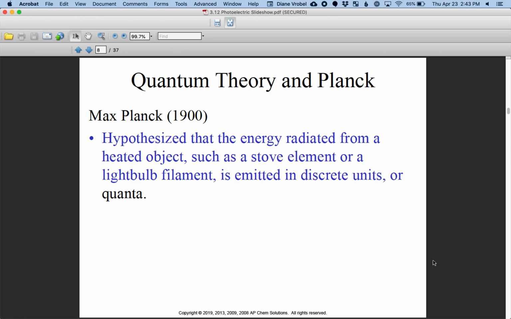Okay, so scientists around the turn of the century were trying to figure out light and the relationship that it has with the elements. And Max Planck was the first one that hypothesized that if you heat an object and it gives off light, this light that is released doesn't occur in a continuous stream. It's actually in quanta or discrete units.